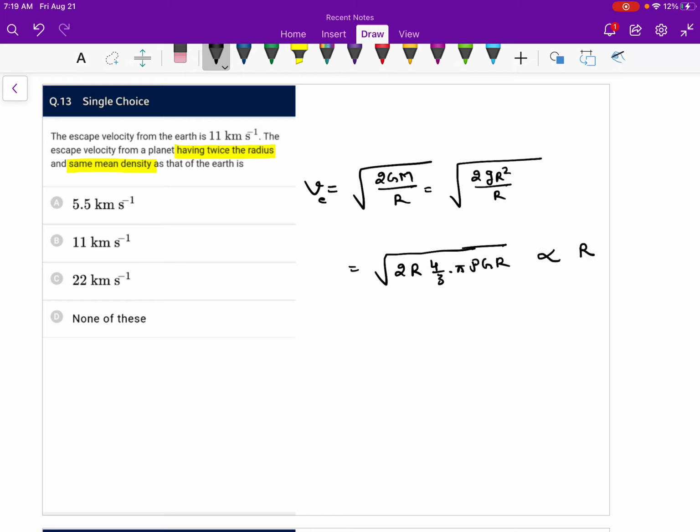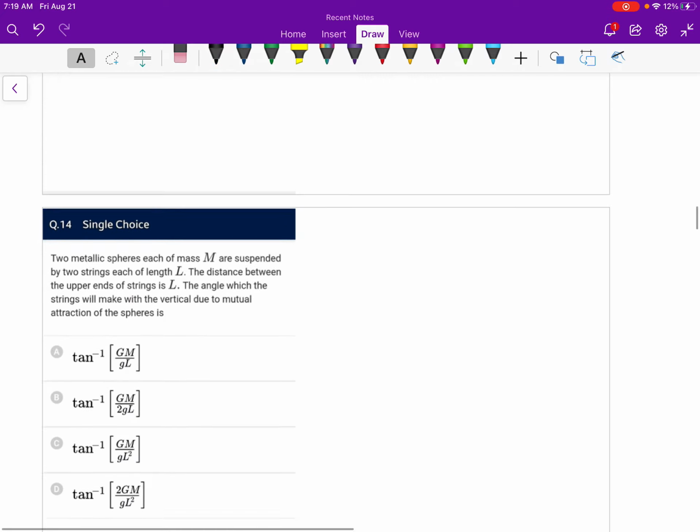So we see V escape is proportional to capital R. So on doubling the radius, V escape will become double, so 2√2.